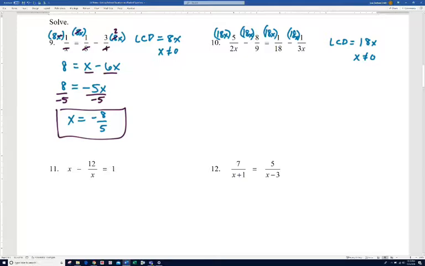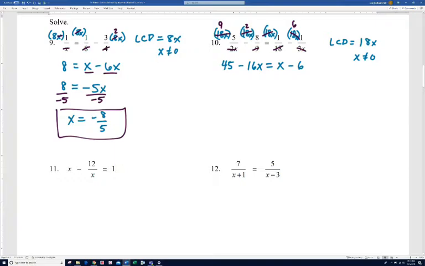So we have 18x times 5 over 2x. We can divide 18 by 2 and we get 9. And notice also the x's cancel. And so 9 times 5 is 45. And then notice 18x over 9, the 18 divided by 9 gives us 2. And we're left with 2x times 8. We're going to get a minus 16x there. Notice the minus. On the other side, we're multiplying 18x times 1 over 18. The 18's cancel, and we're left with 1x. And 18x over 3x, you can divide 18 by 3. You're going to be left with 6 times 1. So we get minus 6. Notice the x is also canceled there. And so we have 45 minus 16x is equal to x minus 6.